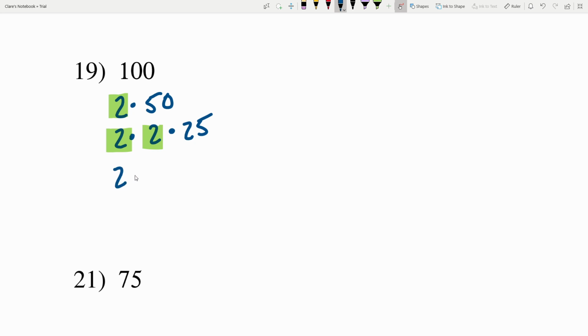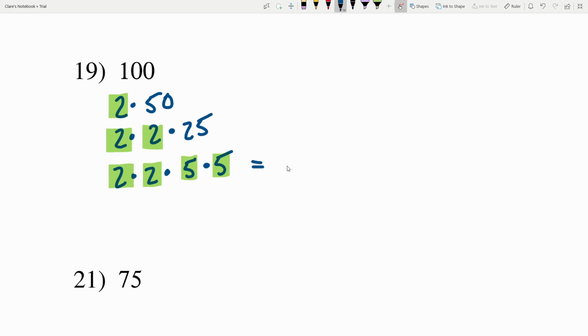In number 19, we have 100. 100 is 2 times 50. Rewriting my 2 because that's my prime number. 50 can be broken up into 2 times 25. So not only do I have my 2 that's prime, 2 doesn't go into 25, but I know my next prime number would be 3. 3 doesn't go into 25, but 5 goes into 25. So I'll have 2 times 2 times 5. 5 times what gives me 25? That's 5 times 5. So I have all prime factors remaining that are multiplied together.